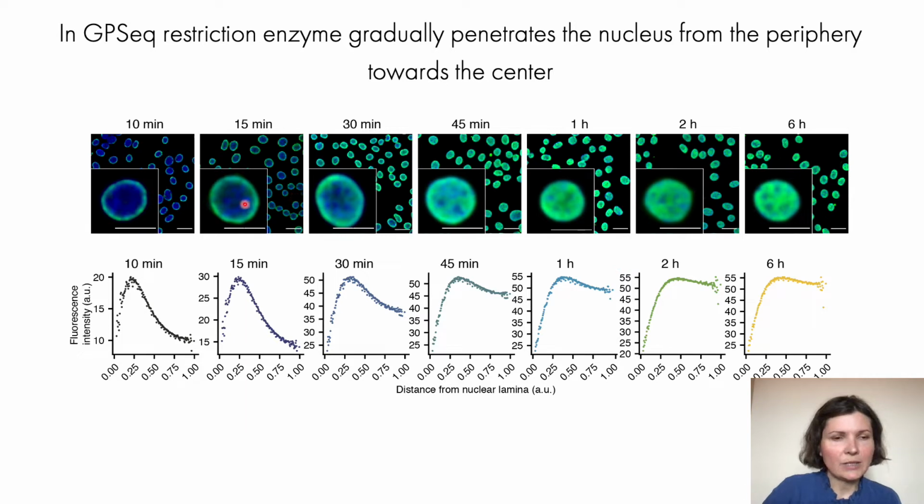And so what you can see here, this is what we see under a microscope. In green is our FISH signal. That's where the digestion happened. So after 10 minutes of digestion, the enzyme will only cut the very outer layer, 15 minutes a little bit deeper, 30 minutes even deeper, eventually really filling in the entire nucleus with the cuts.